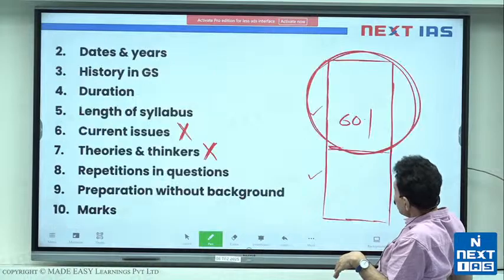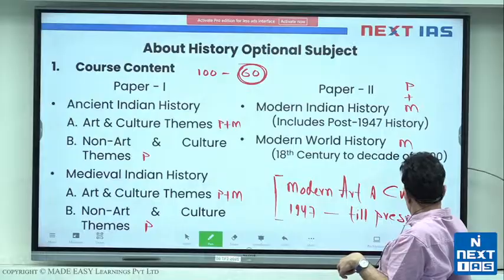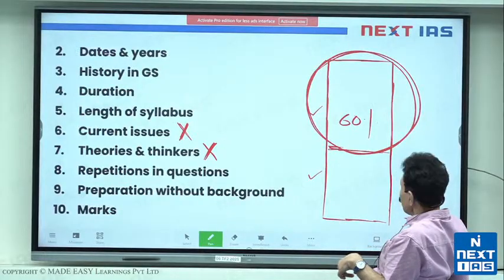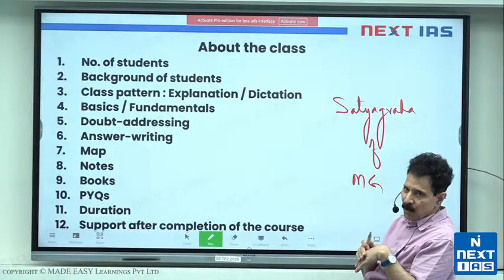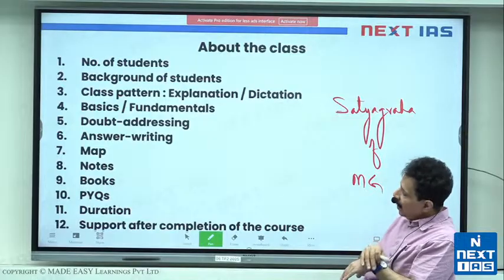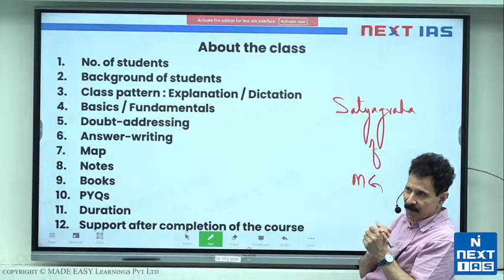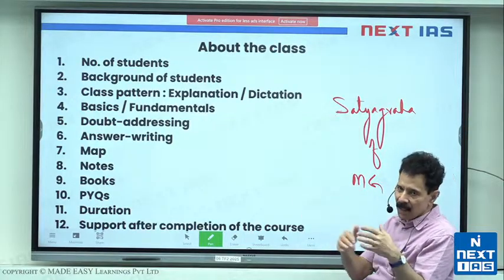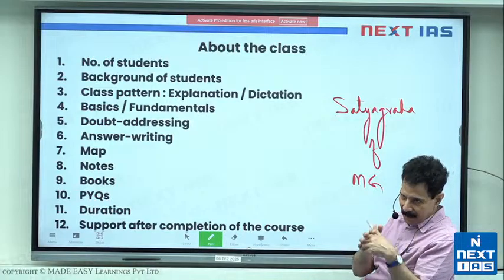This is all about the history optional subject, 1 to 10. And this is all about the class program, 1 to 12. Is it all right? And about the class, one more thing I want to tell you. I have said our classes here at NEXT IAS are entirely different from the classes elsewhere in history. I've told you so many things.